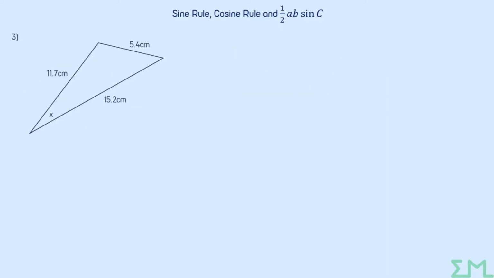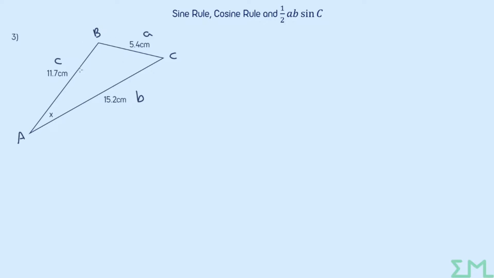Right, question 3. Label again. A, B, C. By the way, when you get confident with these formulae, you might feel that you don't need to label the sides anymore because you're used to how the formula works. That's absolutely fine. There's no marks for labeling your triangle.